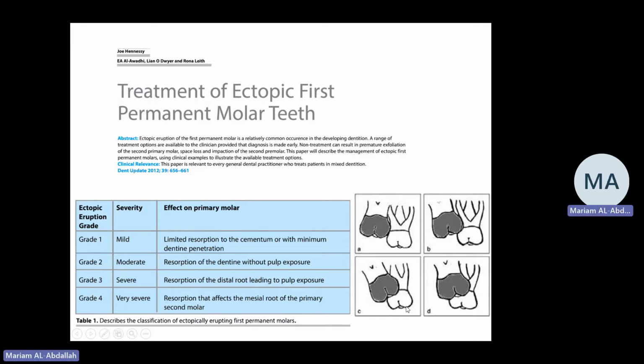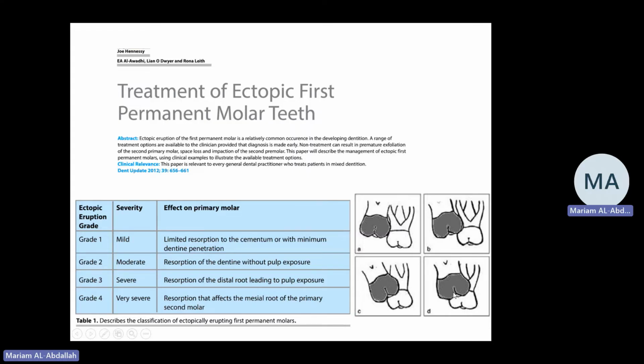Here is resorption of the distal root of the E leading to pulp exposure. So this is a severe case considered grade 3. And this is grade 4 where we have resorption that affects the mesial root of the primary second molar.